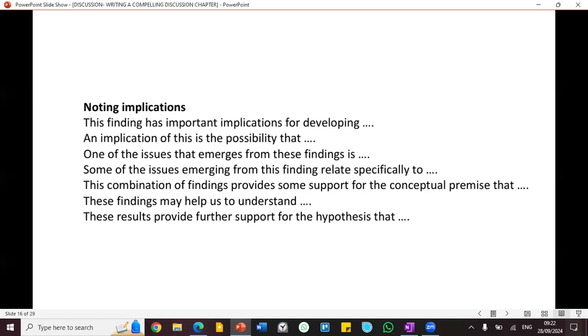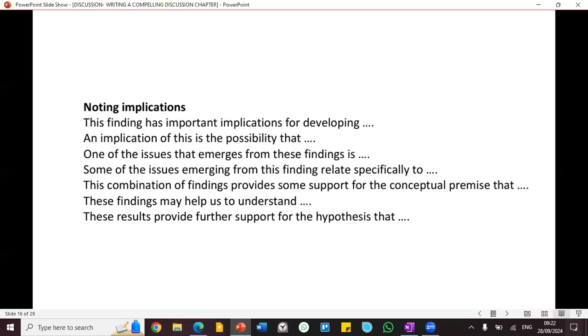I repeat, I said that in a paragraph, you'll be having your topic sentence, the body, and also the concluding sentence. In the concluding sentence, we want to see the implication of these findings. You can introduce that sentence by using phrases such as, this finding has important implications for developing, or an implication of this is a possibility that. That's just an example. Or you can look at the last phrase there.